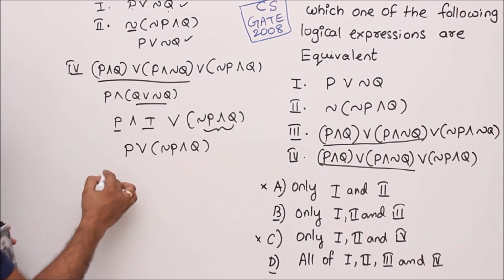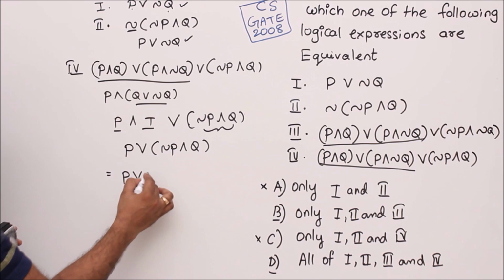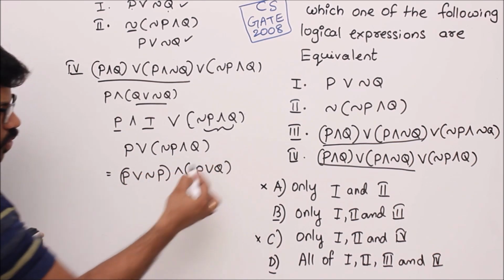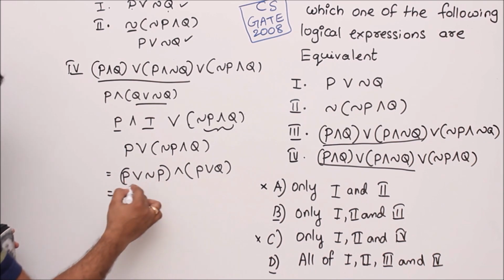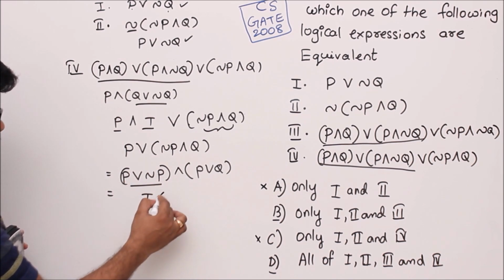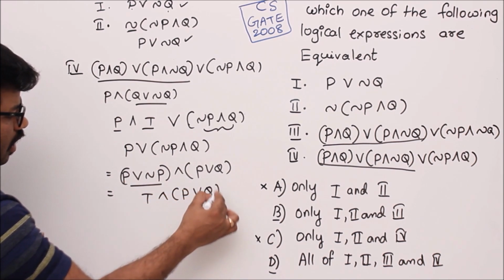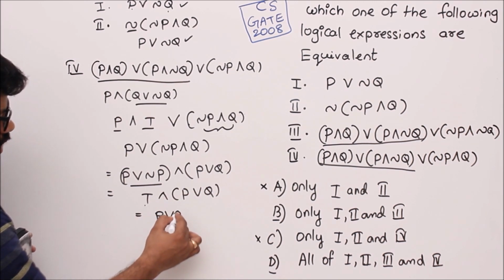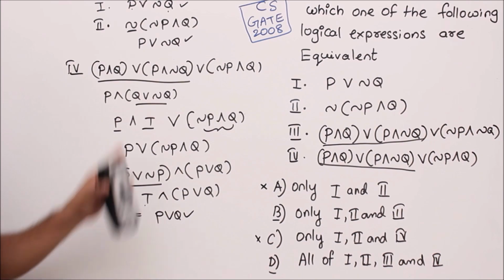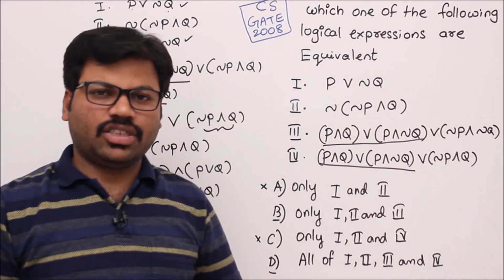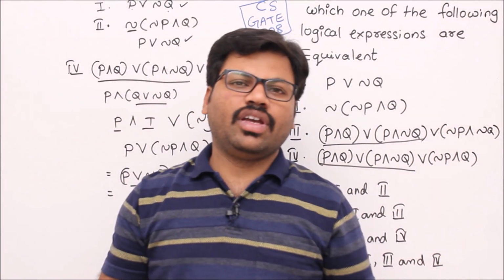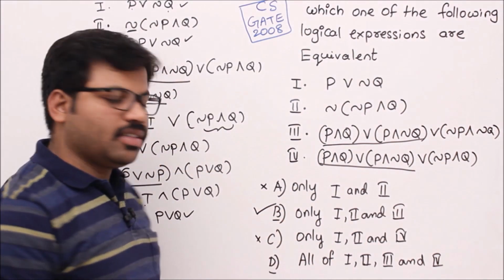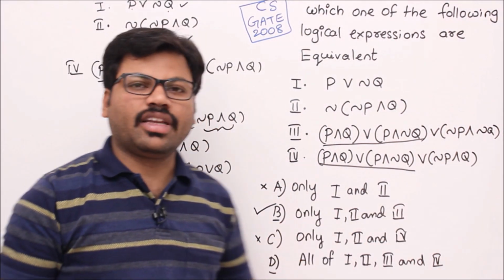So p and true, and already we know that, or (negation p and q). Now again the distributive rule; this time it will become (p or negation p) and (p or q). That is the distributive law. So p or negation p is nothing but true, and p or q. Already I told you true and something is something. That something here is p or q. You get p or q, which is not equivalent to p or negation q, isn't it? In that way, easily you can check that the correct answer is B, right? Only 1, 2 and 3.